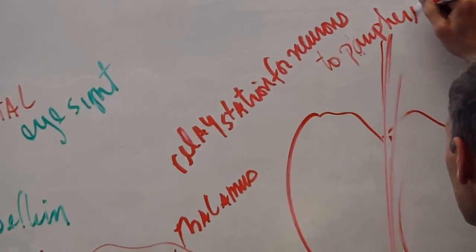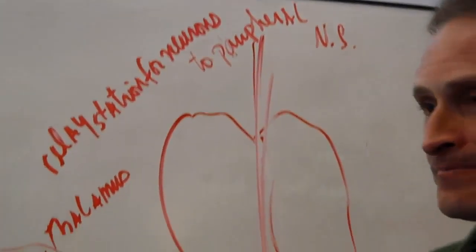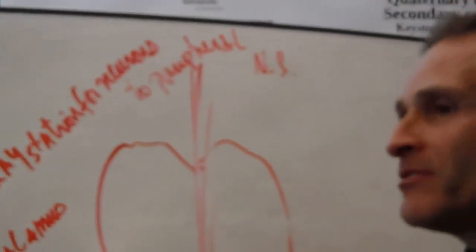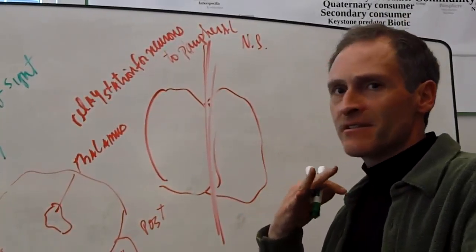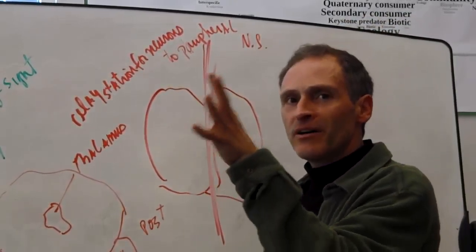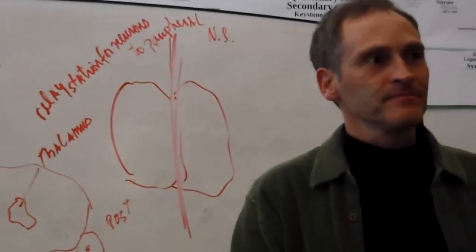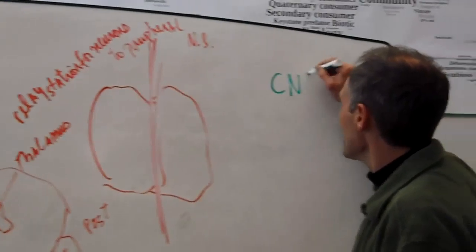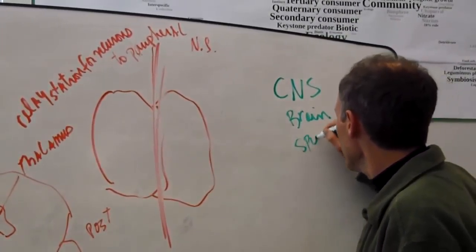So it's a relay station for the peripheral nervous system. By the way, the peripheral nervous system and the central nervous system, something I did not talk about. Anyone know what parts make up the central nervous system? The central nervous system. Yeah, brain. Good. So the brain is the CNS, central nervous system. You've got brain, and you've got spinal cord.